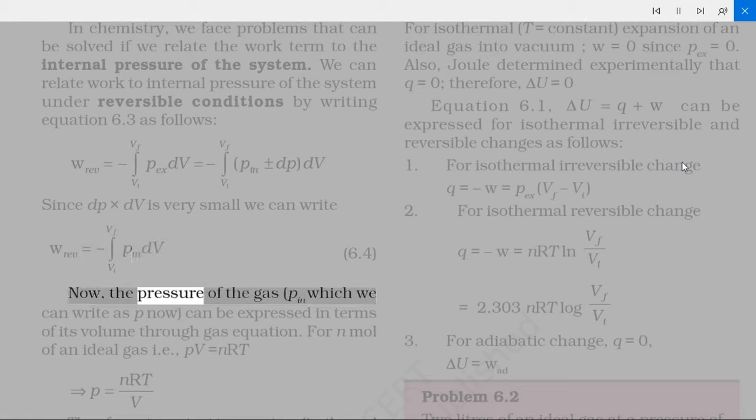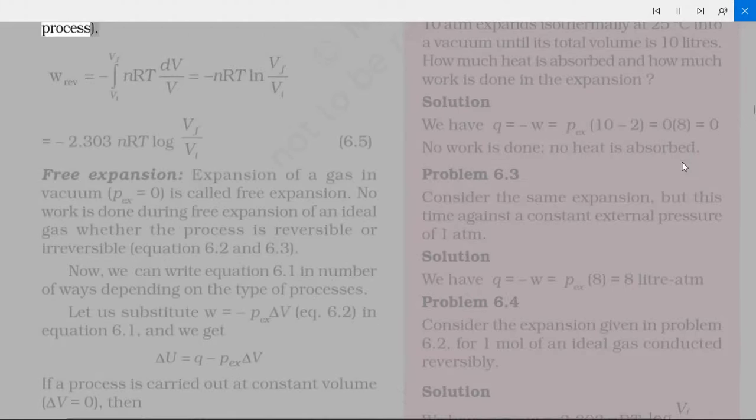Now, the pressure of the gas, p_in, which we can write as p, can be expressed in terms of its volume through the gas equation. For n moles of an ideal gas, PV = nRT, so p = nRT/V. Therefore, at constant temperature, for an isothermal process, w_rev = -nRT ∫ dV/V from V_i to V_f, which is -nRT ln(V_f/V_i) = -2.303 nRT log(V_f/V_i), equation 6.5.